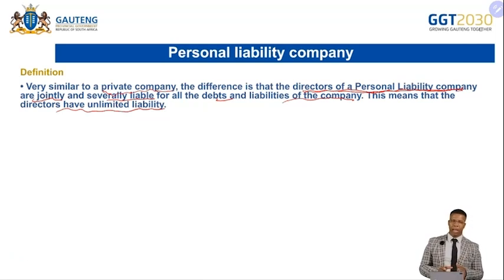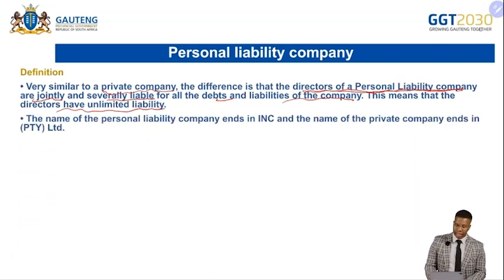Directors of a private company are not liable for any loss that may happen, because they will not sell their assets to pay off the debts of the private company. But directors of a personal liability company will have to pay off the debts of the company using their personal assets. So that is the difference between a private company and a personal liability company. Then, the name of the personal liability company ends with Inc, and the name of the private company, remember, ends with Pty Ltd.